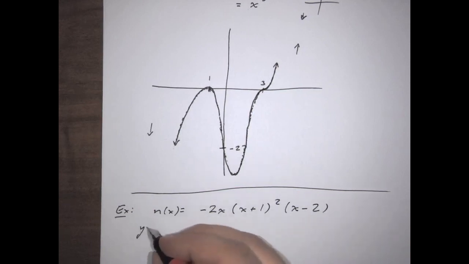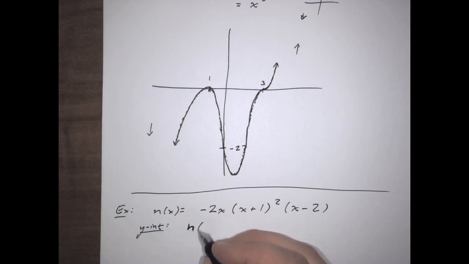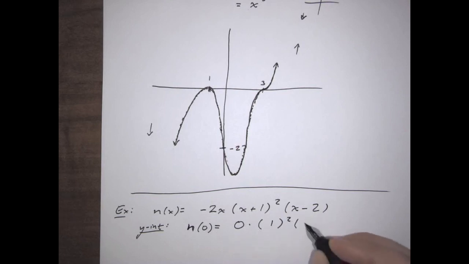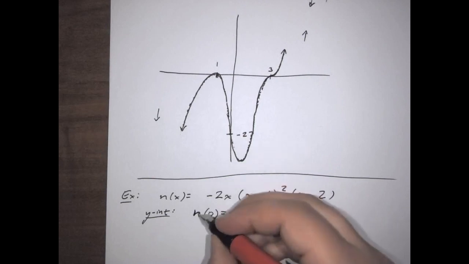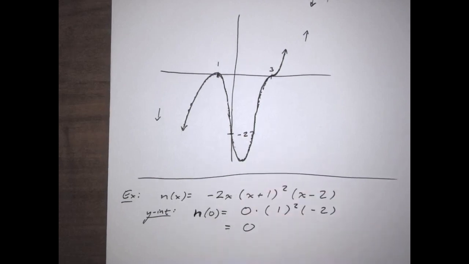So first off, we need the easy stuff, such as the y-intercept, which is what you get when you set x equal to 0. So n of 0 is equal to 0 times stuff, but I already lost interest because once I know it's being multiplied by 0, then I know that the overall result is equal to 0.